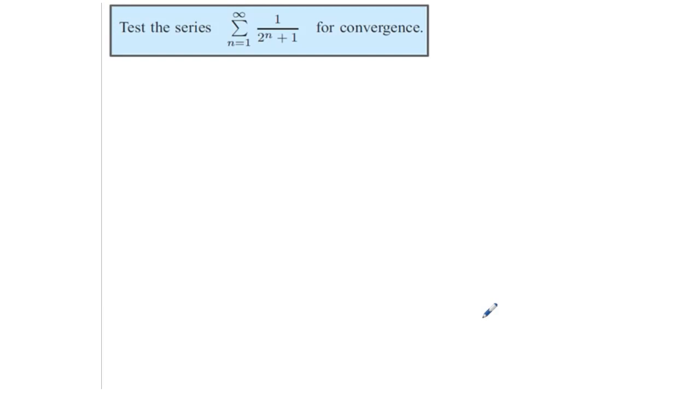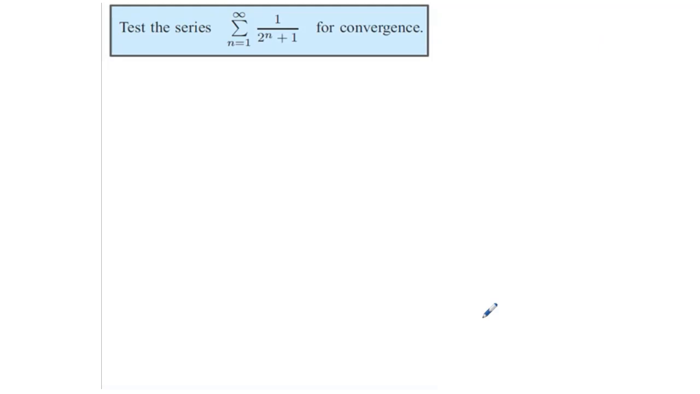Test the series, the sum from n equals 1 to infinity of 1 over 2 to the n plus 1, for convergence. So we look at this and we're looking, well, can we set up some kind of comparison test? Can we find something that will converge and we know is bigger than it for the domain we're interested in?